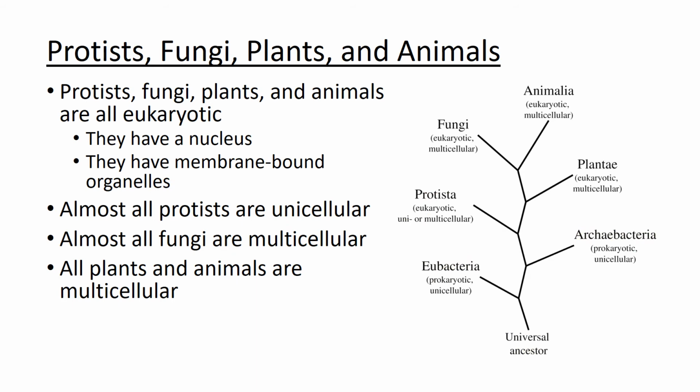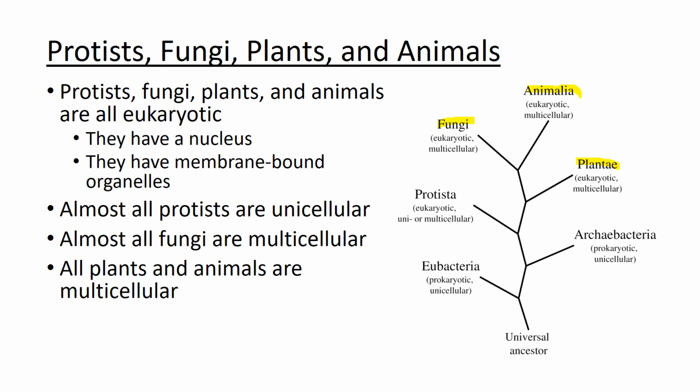From the protists, we get fungi, plants, and animals. Fungi, plants, and animals all evolved from protists. And they're all eukaryotic, just like protists. But fungi, plants, and animals are multicellular. All plants and animals are multicellular, and almost all fungi are multicellular.